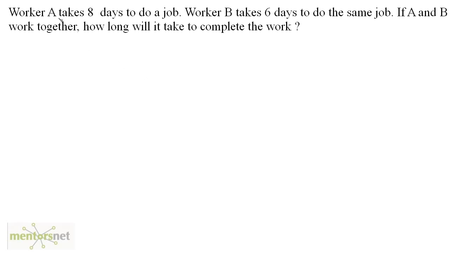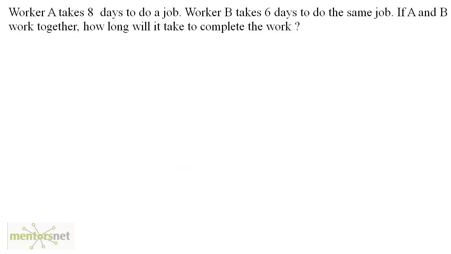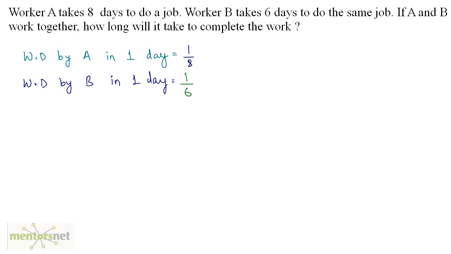Well, worker A takes 8 days to do a job. So we can find out the total work done by A in 1 day. And we know the formula: if A can do some piece of work in n days, then A's 1 day work is 1 by n. Now A takes 8 days to do the job, so work done by A in 1 day will be, according to the formula, 1 by 8. Now worker B takes 6 days to do the same job, so work done by B in 1 day is equal to 1 by 6.